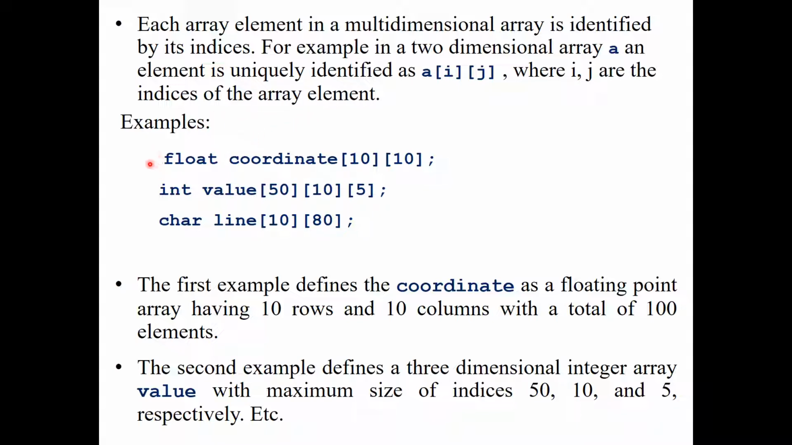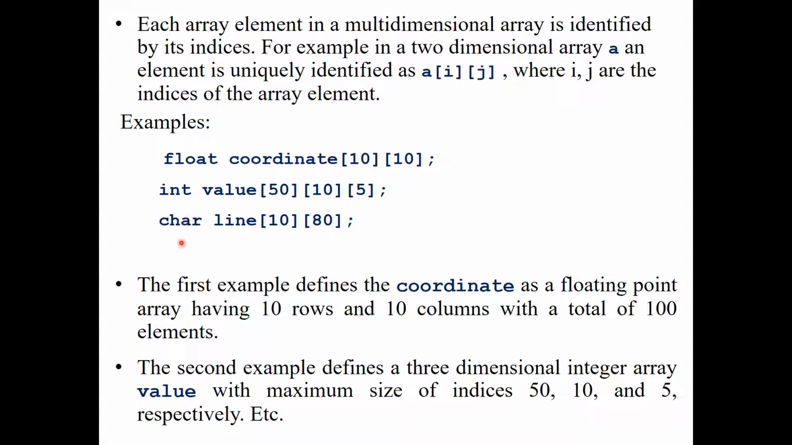And here are a couple of examples of how you define this. Suppose you are defining some coordinates which are real numbers, so you define them as float coordinate[10][10], and it will have 100 elements, 10 rows and 10 columns. Similarly, a 3D array can be defined if it is an integer type. Int value is the name of the array. 50 for the first dimension is 50 elements. Each of these 50 elements will have 10 elements. Each of these 10 elements will have 5 elements each. So it is a 3D array.